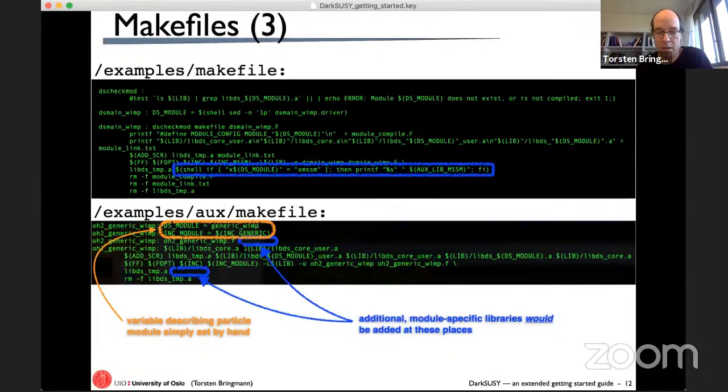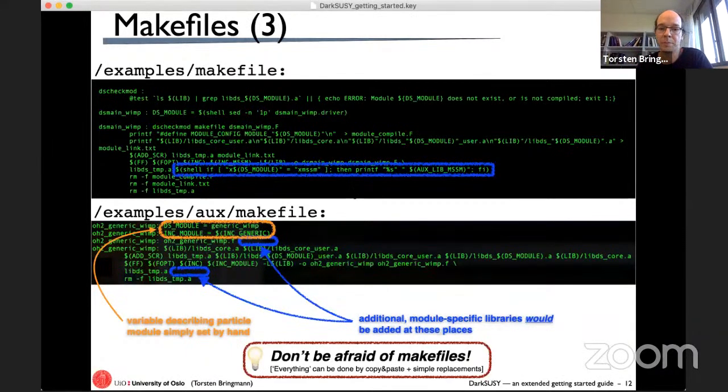And if you want, you can add at these places additional libraries that need to be included that depend on the particle module. In particular for the MSSM, you will need to include all kinds of contributed code in the form of libraries that, for example, do the RGE calculations. The main thing I want to bring across here is that this looks complicated, and somewhat scary if you haven't seen makefiles before, but just don't be afraid of makefiles. It's really very simple to use with the examples that we provide.